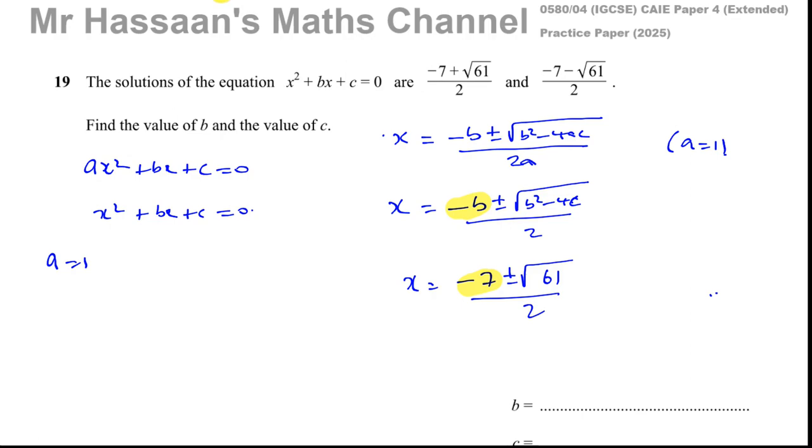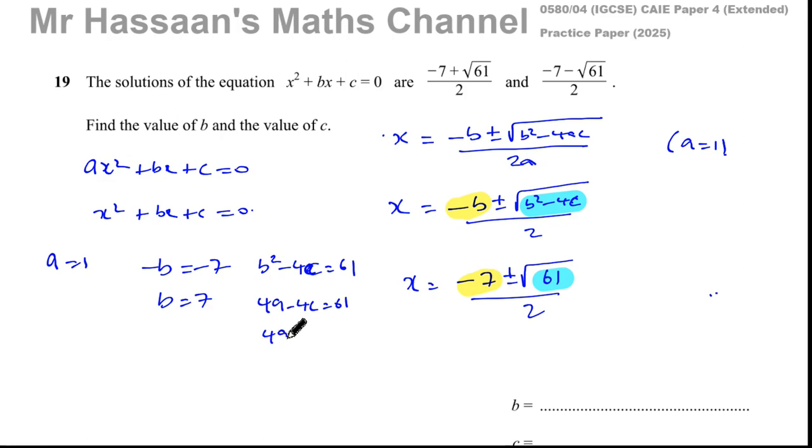So we can say that minus b must be the same as -7, which means b equals 7. And we can also say that these two must be the same if we compare them. So b squared minus 4c is equal to 61. We know b is 7 now, so 49 minus 4c equals 61.